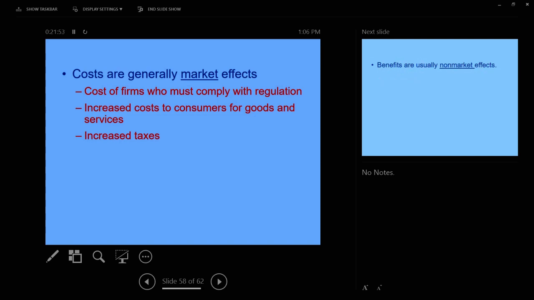However, I do want to say that I should add something about costs can be non-market effects. If we're talking about the impact on an ecosystem, if we're talking about the impact on human health, those could be costs that aren't literally market effects.